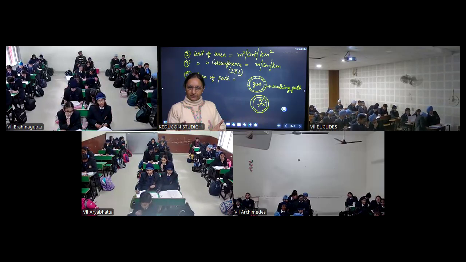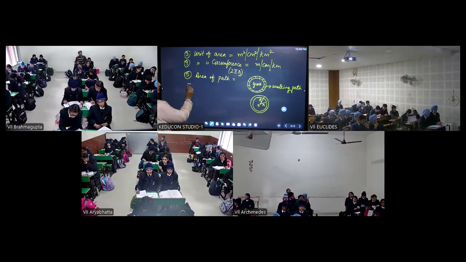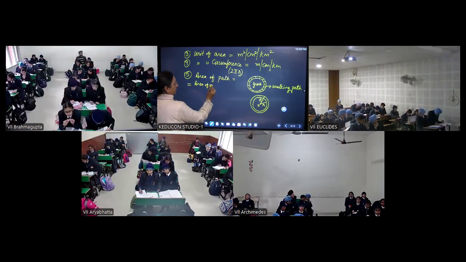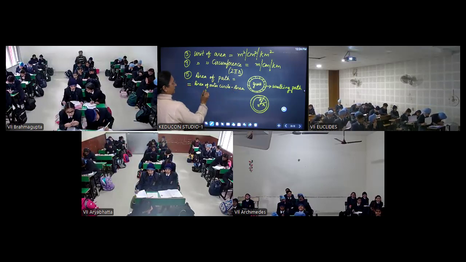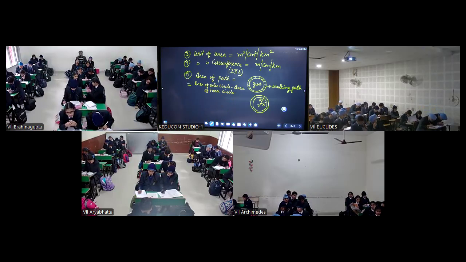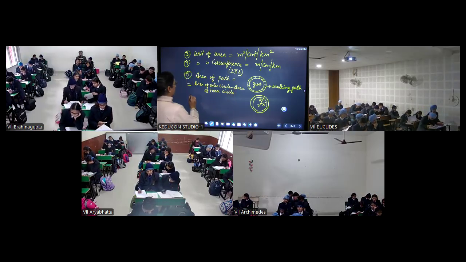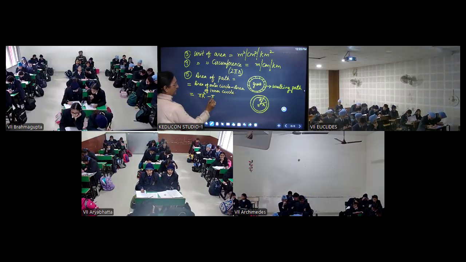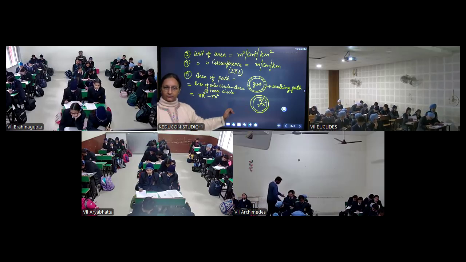Their radii will also be different, right? One is small and one is big. We have to find area of path. So its formula is, please write down, area of outer circle minus area of inner circle. Please remember, you are using this formula many times. Area of circle will remain the same, which you have already written. So it will be pi capital R square minus pi small r square. For outer we are using bigger R. For inner we are using small r.